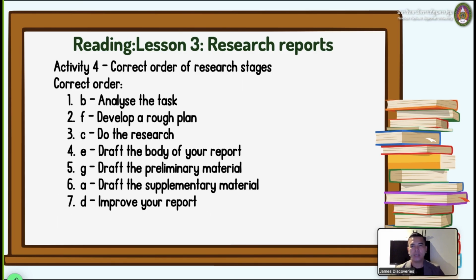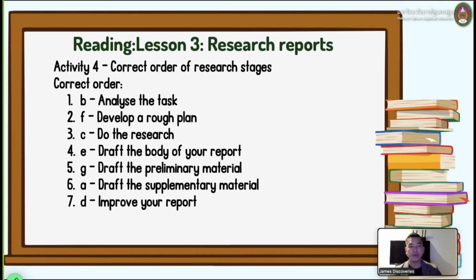Activity 4. So, correct the order of research stages. This is the answer. Number 1 is B, analyze the task. Number 2 is F, develop a rough plan. 3, C, do the research, then draft the body of your report. After that one, G, draft the preliminary material, and then draft the supplementary material, and improve your report.